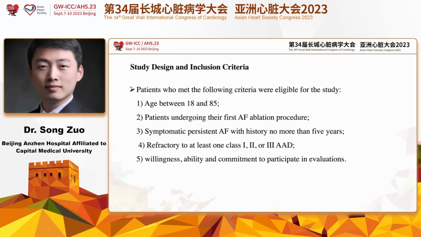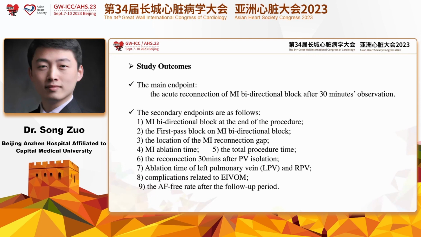Third is the location of the mitral isthmus reconnection gap. Fourth, mitral isthmus ablation time. Fifth is the total procedure time. Sixth is the reconnection 30 minutes after PVI. Seventh is the ablation time for the left pulmonary vein and the right pulmonary vein. The eighth is the complications related to EIVOM. The last one is the AF rate after the follow-up period.